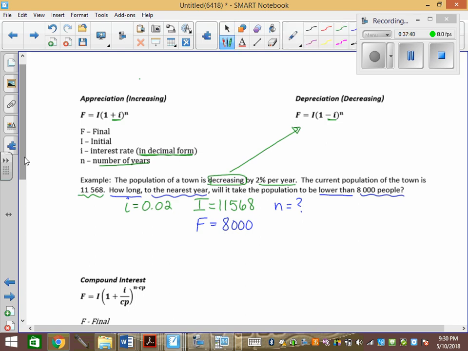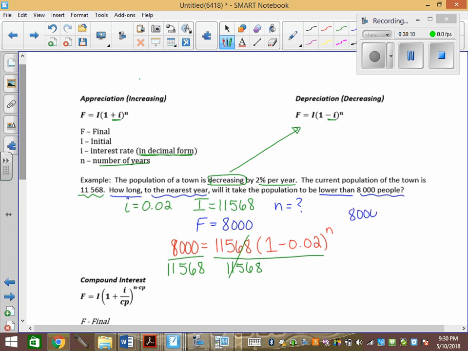So I have final, which is 8,000, equals initial, which is 11,568, bracket 1 minus 0.02, to the N. Now what I always tell you to do is divide your I over, so your window usually doesn't have to be as big. And I'm going to combine the 1 and the 0.02. So I'm going to leave this as 8,000 over 11,568. We don't want to turn this to a decimal and round it, because we can only round in the very last step. And then this can be 0.98 to the N.